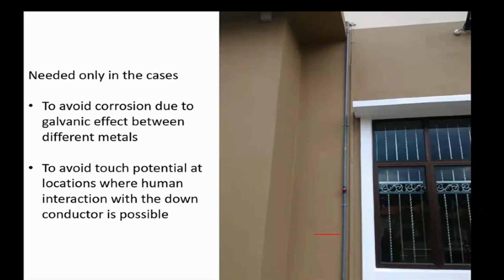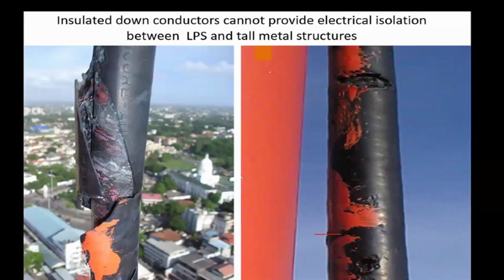And also don't lay your down conductors close to windows where somebody might touch them accidentally during a lightning strike. And also there is a chance of arcing into the metal parts. And also there is a serious concern about this. Sometimes we need insulated cables, insulated conductors, especially to avoid the triboelectric effect. That means corrosion between the lightning protection system and the building material.